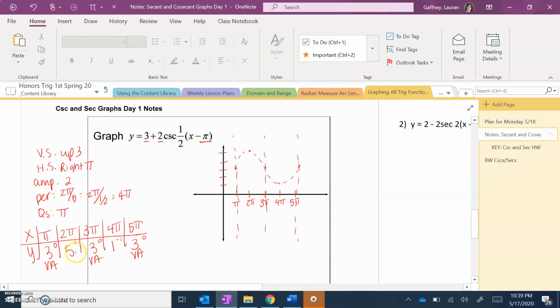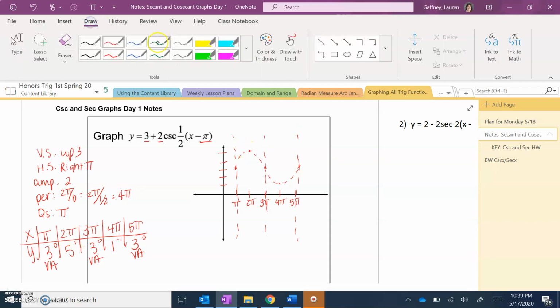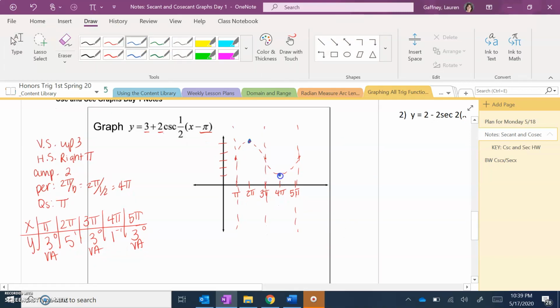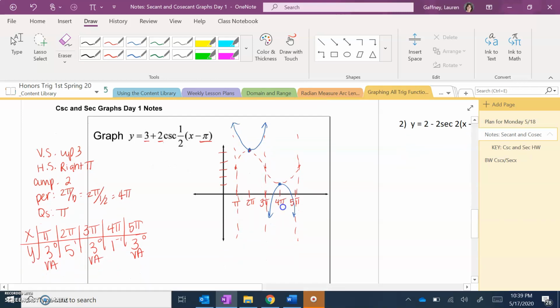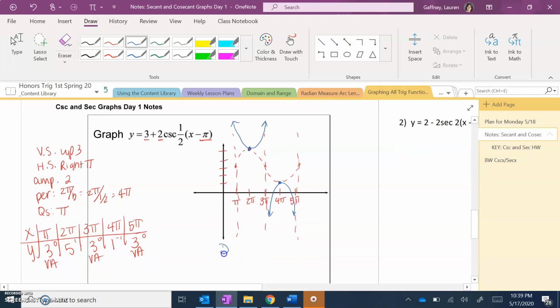At 2 pi, it would still be up at 5, and at 4 pi, it's still at 1. So remember, for cosecant, it creates those little U parabola-like shapes, like so. And they ride along those vertical asymptotes, but technically never cross over them, just like all vertical asymptotes, you don't cross over. So now let's talk about our domain.